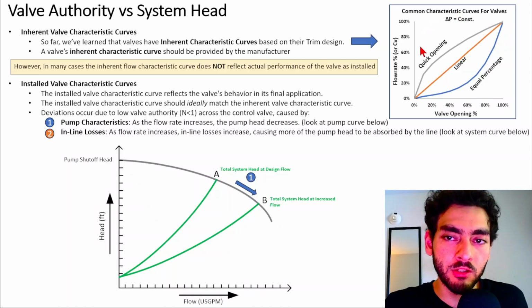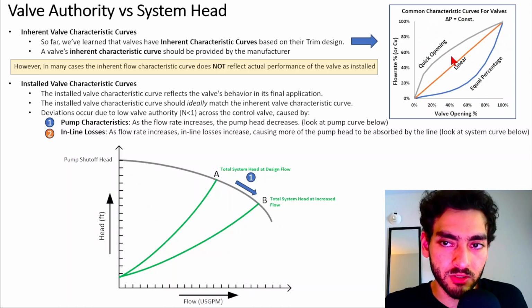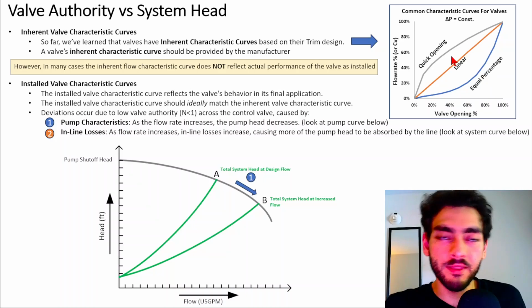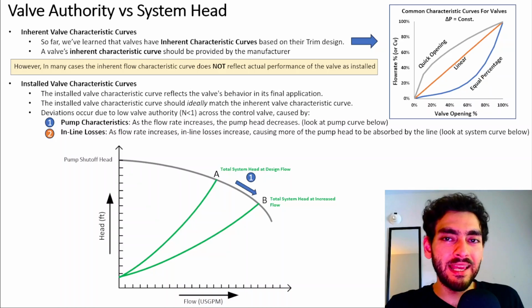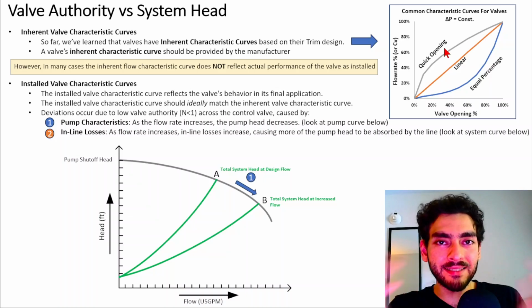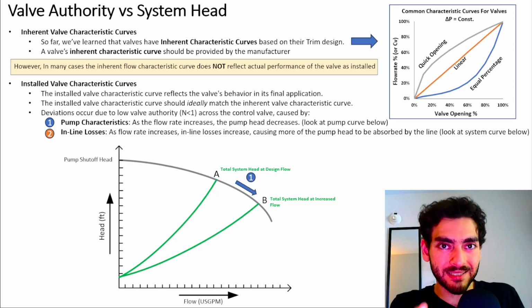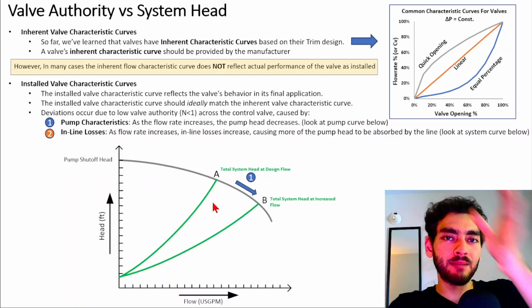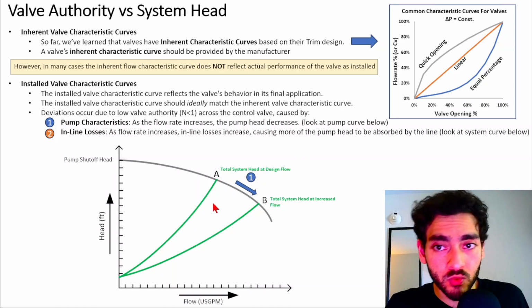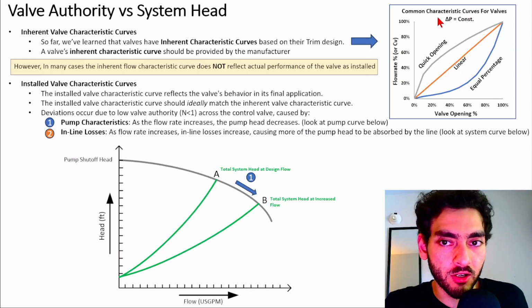And that's why when you read this characteristic curve that the manufacturer provides you, it could be a little bit misleading if you don't recognize the differences between your system and the setup that the manufacturer has used in order to develop this chart.